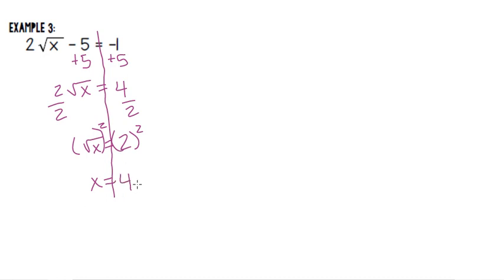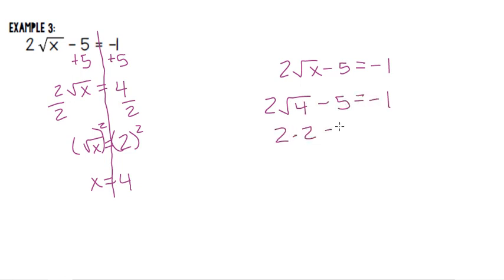So I think I've got a solution of x equals 4, but I'm going to verify. 2 root x minus 5 equals -1. So that's 2 times the square root of 4 minus 5 equals -1. That's 2 times 2 minus 5 equals -1. That's 4 minus 5 equals -1. And again, we are good to go.